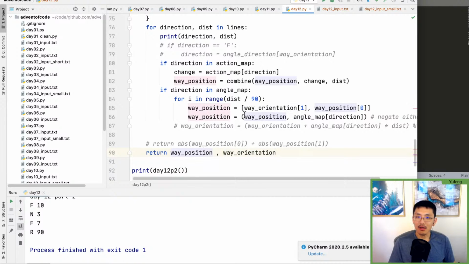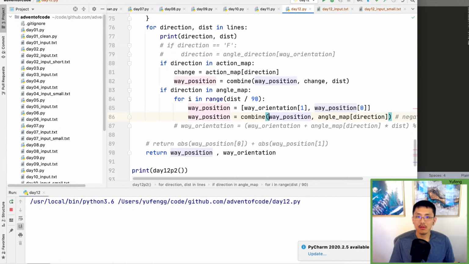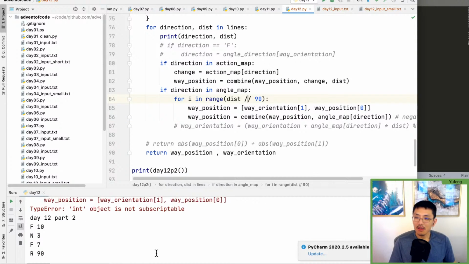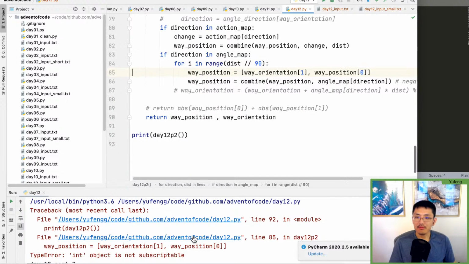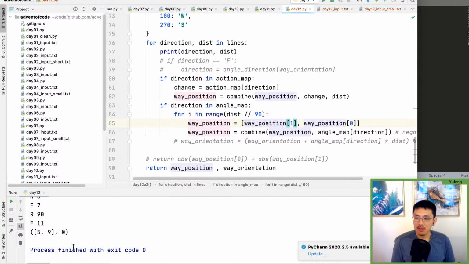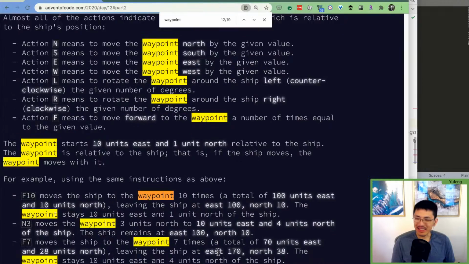something went wrong here. Oh, combine. Float cannot be interpreted as integer. Really? That's interesting that it did that. Int is not subscriptable. Yes, that is a true statement. It's not way orientation, it's way position. 5-9. That doesn't sound right.